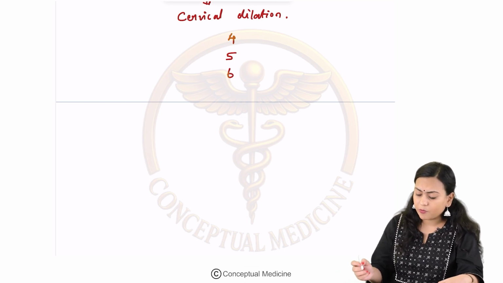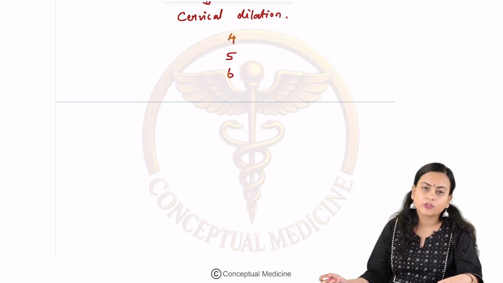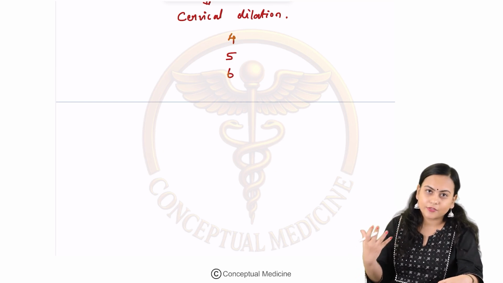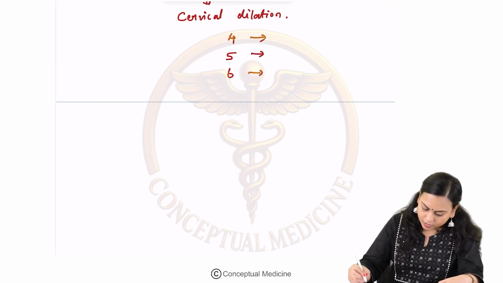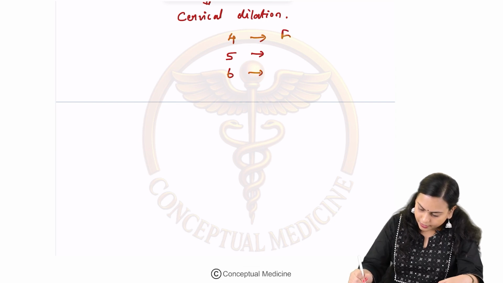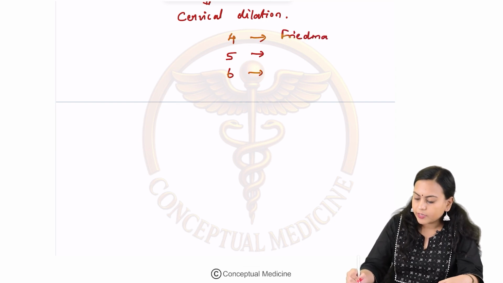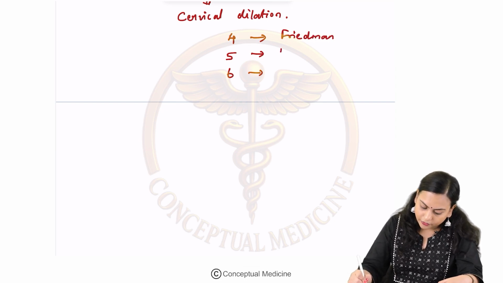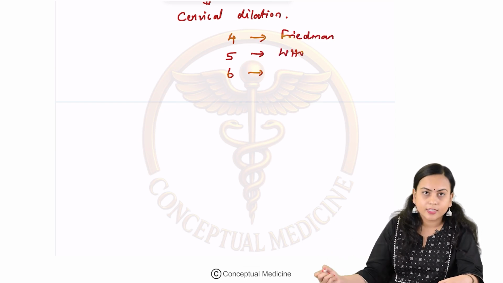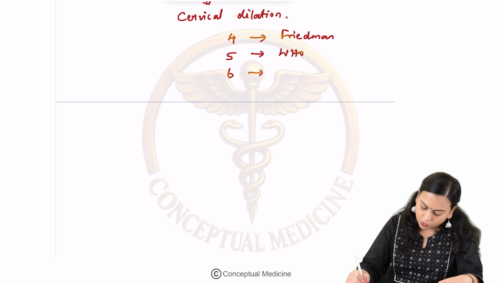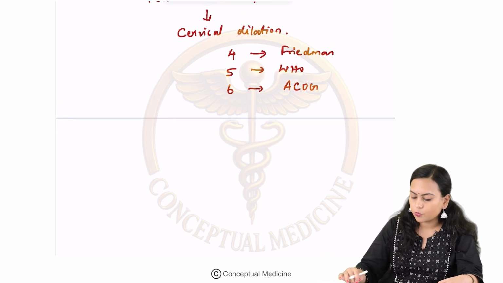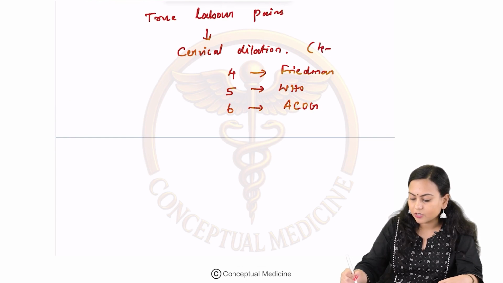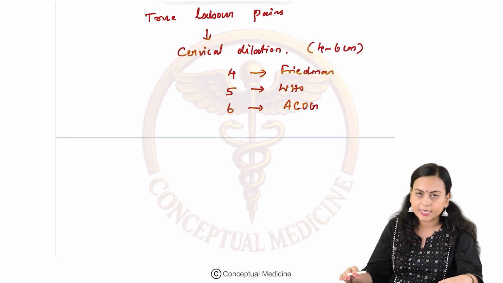Now you can ask me, ma'am, why this 4, 5 and 6 centimeters? Because there are various definitions given by various people. This 4 was given by Friedman when describing partograph, 5 criteria was set by WHO, and now ACOG has set a criteria of 6 centimeters. So we can keep cervical dilatation of 4 to 6 centimeters basically.